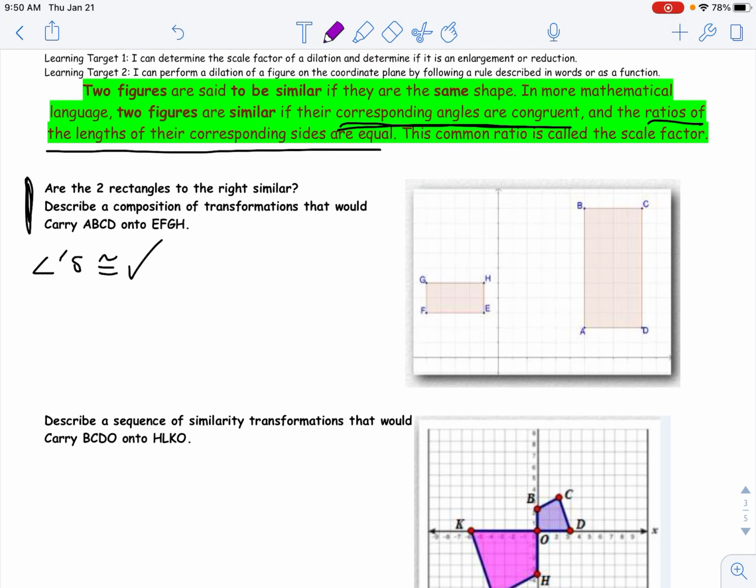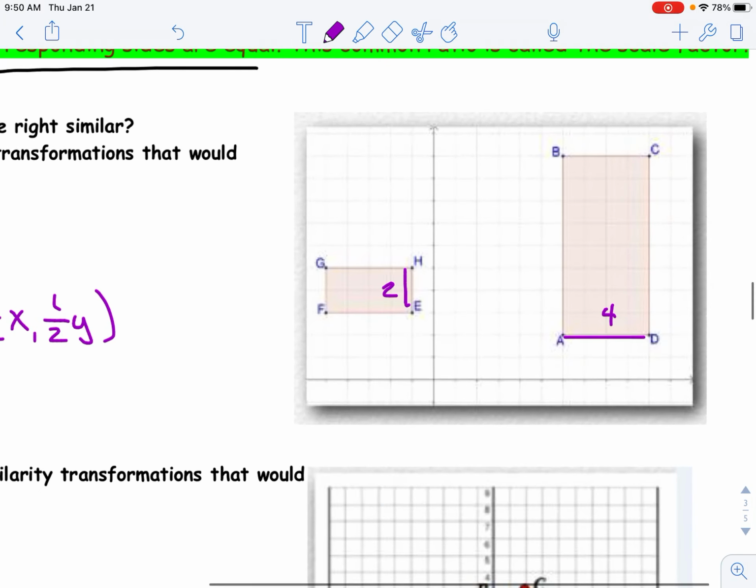Well, first, let's do this. First I'm going to do XY arrow, and I'm noticing AD and HE, I'm going to try to match those up. Notice how that's 2 and that's 4. So I want to shrink by 1/2. So first I'm going to perform a dilation that makes the rectangle on the right smaller by 1/2.